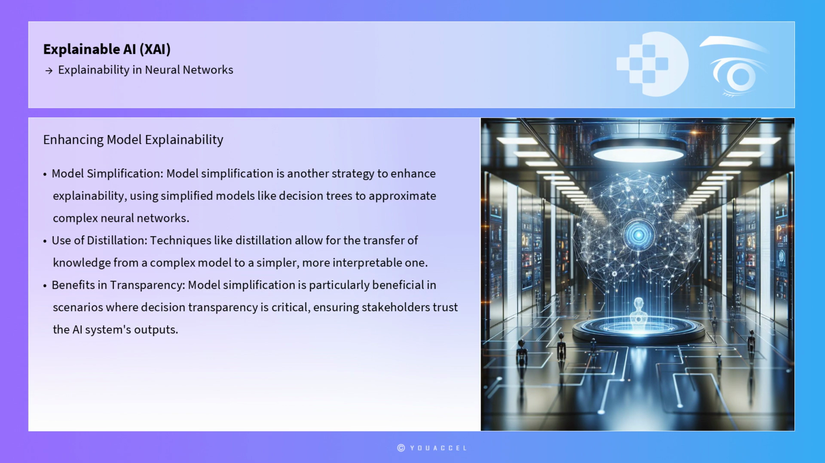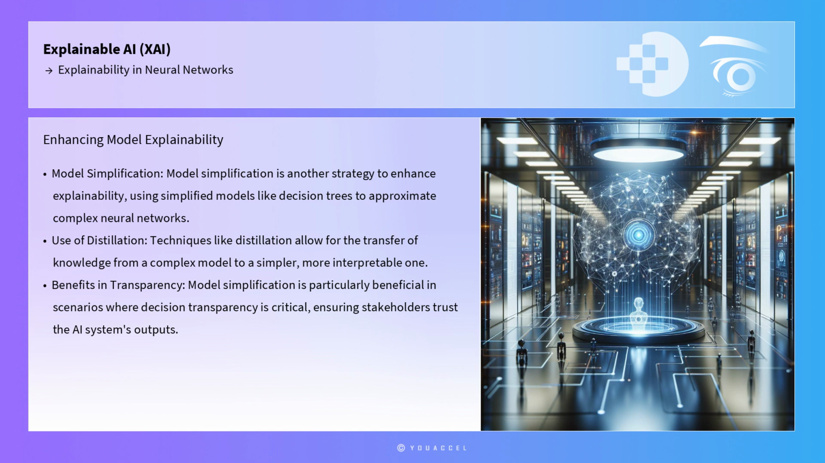Beyond feature attribution and visualization, model simplification is another strategy to enhance explainability. Simplified models, such as decision trees or rule-based systems, can approximate complex neural networks while maintaining interpretability. Techniques like distillation allow for the transfer of knowledge from a complex model to a simpler, more interpretable one.